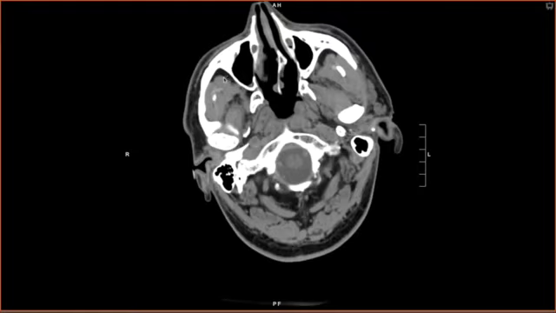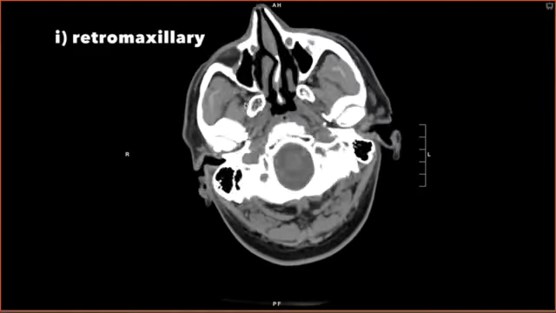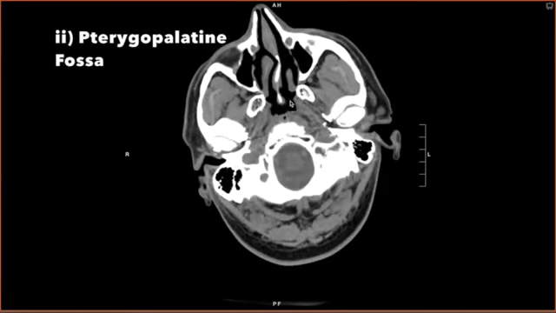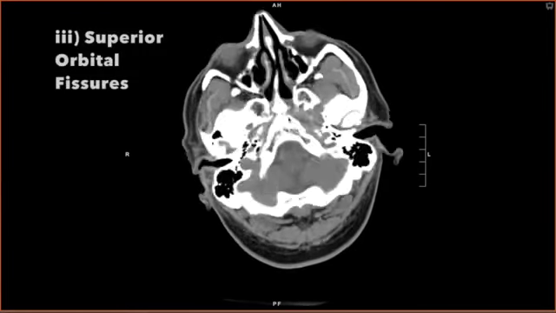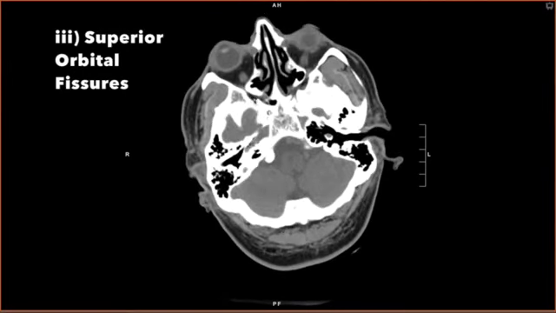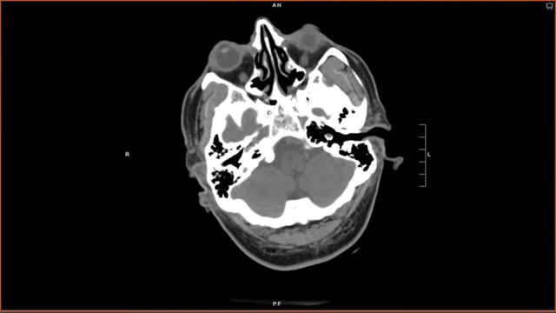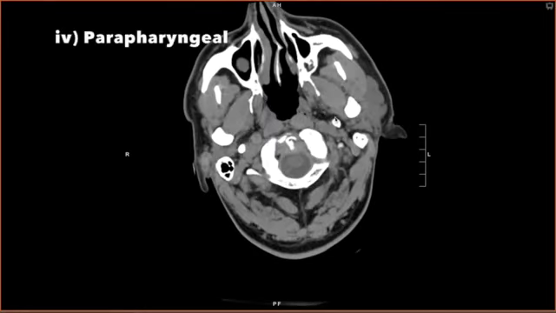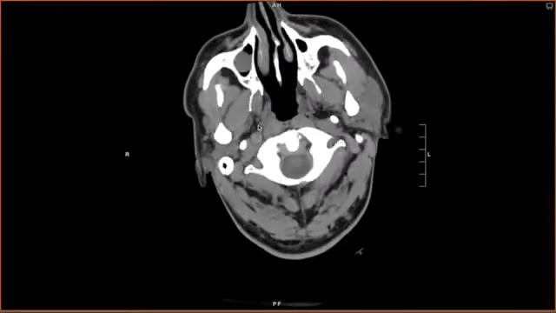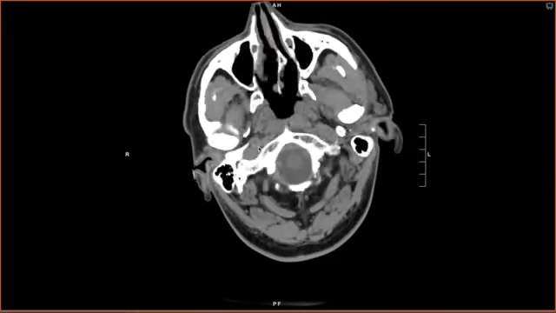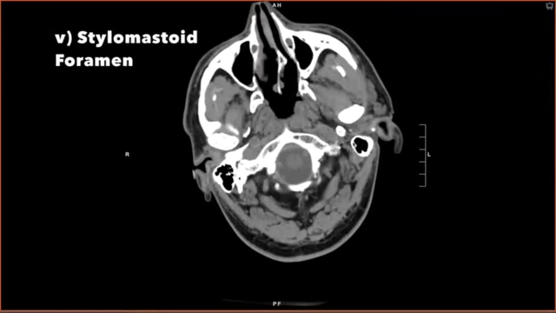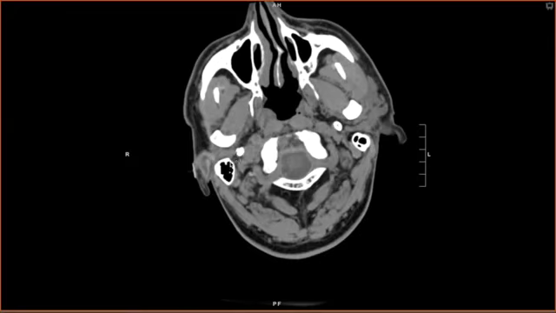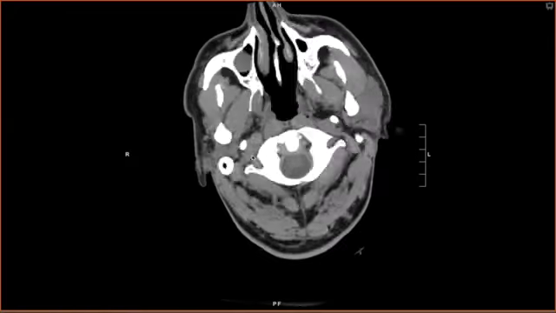The first is the retromaxillary fat here. It's relatively clean. I look at the pterygopalatine fossa bilaterally to see if they're filled. They're relatively clean. I look at the superior orbital fissures posteriorly here, and that should be clean fat as well, which it is. This is the pharynx here. I look at the parapharyngeal fat over here bilaterally for anything filling it, and they look normal here. Then look at the stylomastoid foramen posteriorly here, and the fat beneath this area here should also be clean.